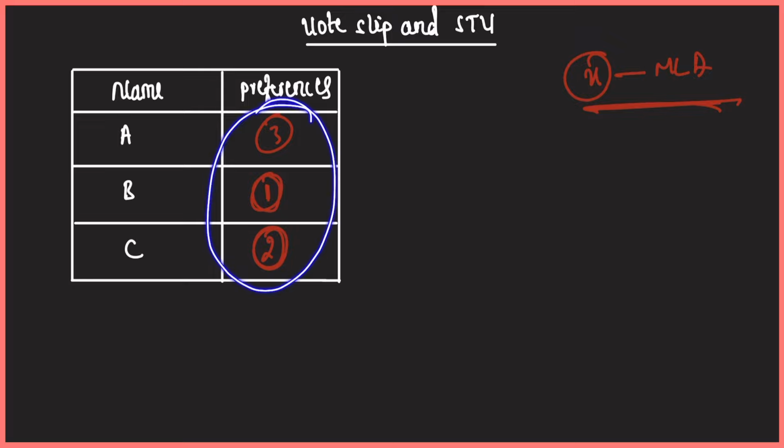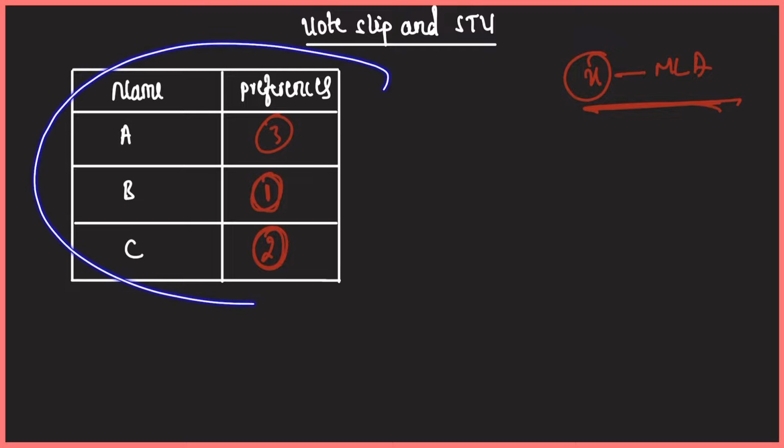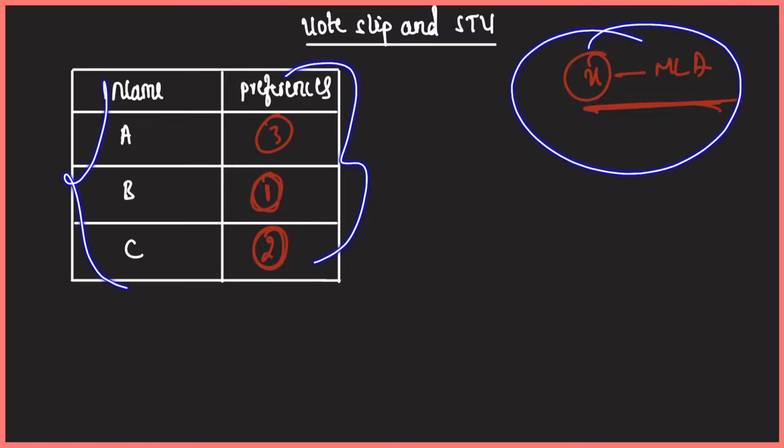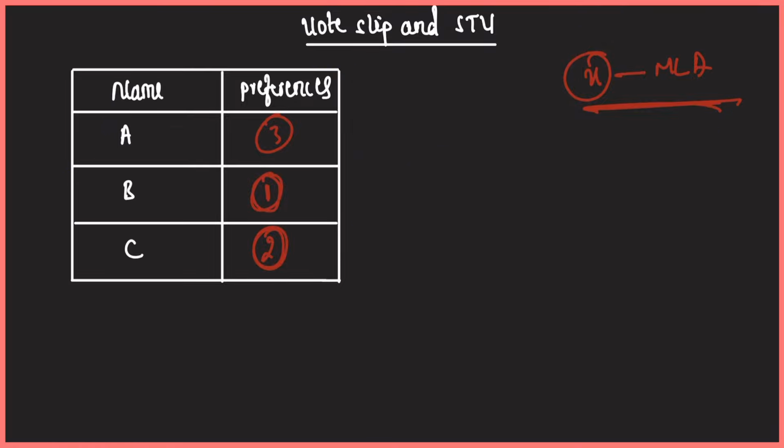Now, these three preferences which are filled will be used by the Election Commission to exercise single transferable vote. This is the meaning of single transferable vote. A single slip is given to an MLA or MP, and in that slip, the MLA or MP is indicating the transfer of vote choice, meaning this MLA is saying, first give my vote to B. If B doesn't win, then transfer my vote to C. And if C also doesn't win, then transfer my vote to A.